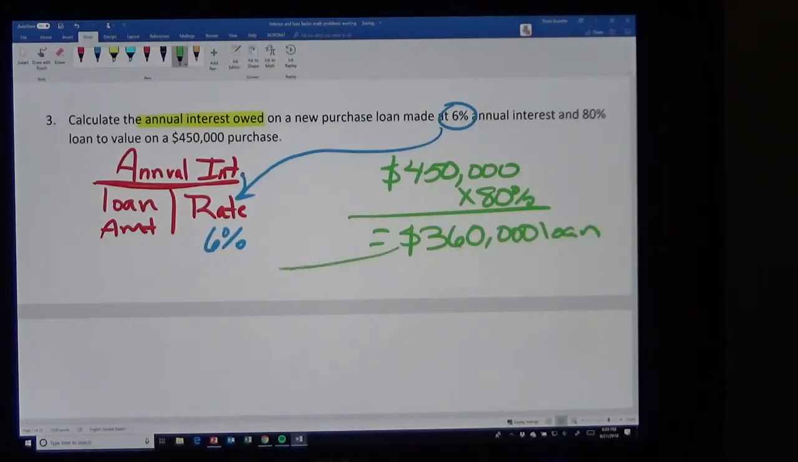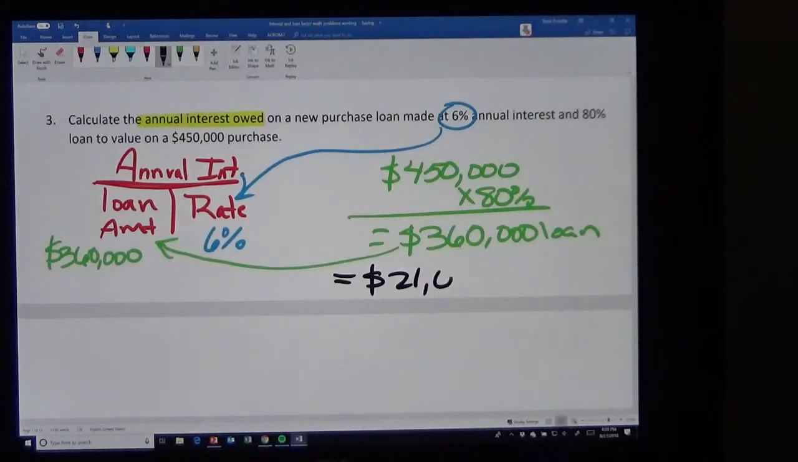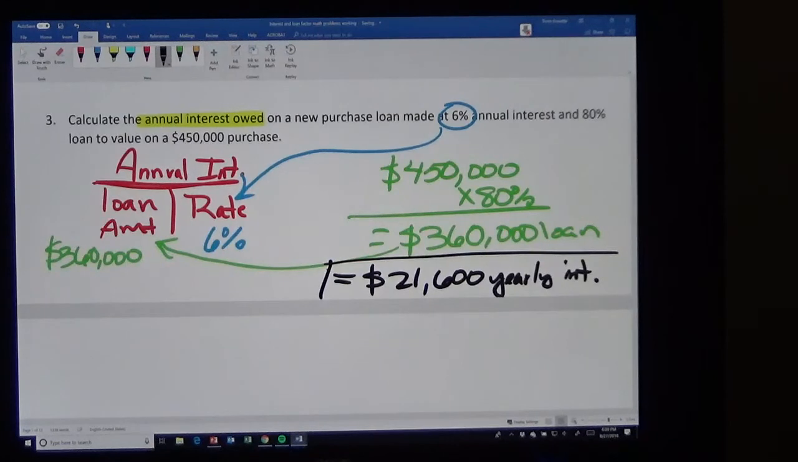And then, of course, we can bring that over to our T-bar over here. So our loan amount is $360,000 times our 6% annual interest rate. And that's going to give us annual interest of $21,600 per year. Yearly interest. $21,600 a year.